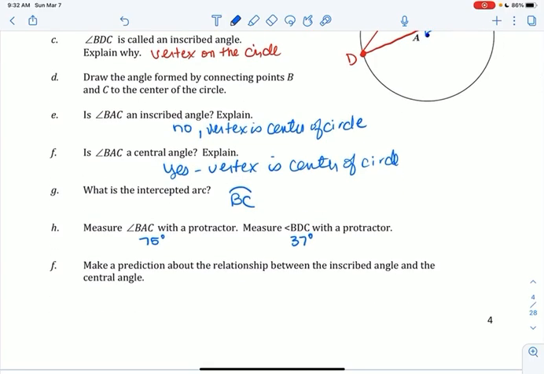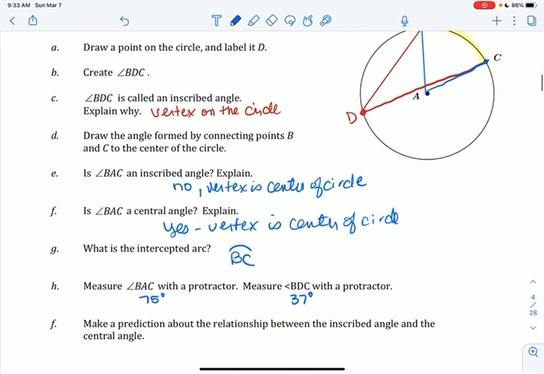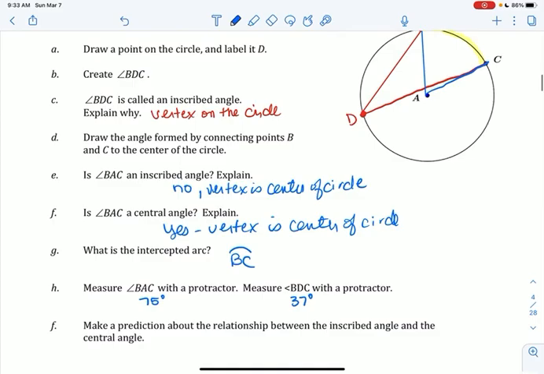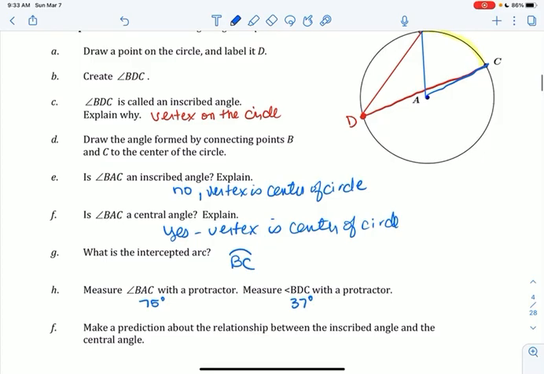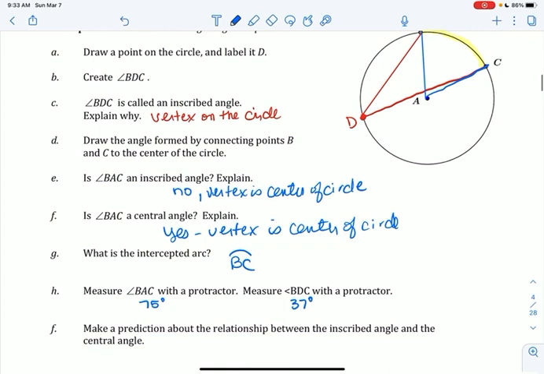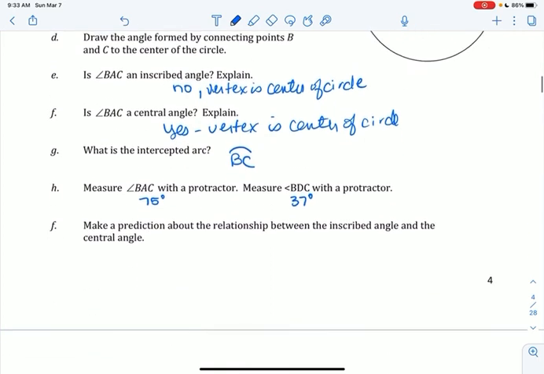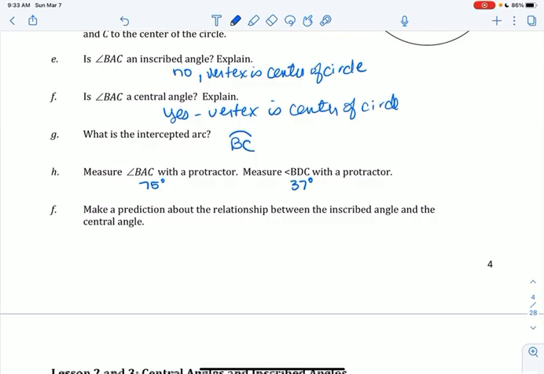Make a prediction about the relationship between those angles. Well, you can see that BAC was bigger than BDC. So the central angle and the inscribed angle both have the same intercepted arc. And we're going to learn tomorrow that an inscribed angle is half of the central angle. So that's the rule that we're going to learn tomorrow. And again, it's almost half, because if I had measured to the nearest tenth, it would have been. All right, but the inscribed angle is half. Inscribed angle equals half of the central angle. All right, and we're going to practice all that tomorrow.